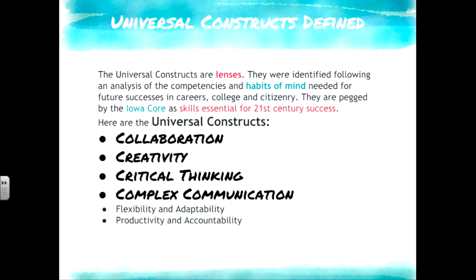And so they come from the Iowa Core, and they're kind of like habits of mind. These are things we want kids to be able to do once they leave the classroom. The 4 big ones are collaboration, creativity, critical thinking, and complex communication. And then there are 2 extra ones that go with it: flexibility and adaptability, productivity and accountability. You might have heard of these referred to as the 4 C's.